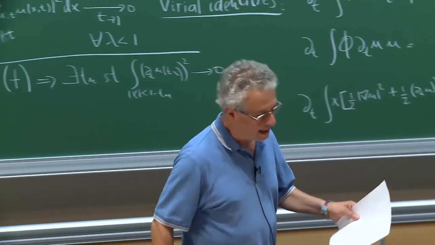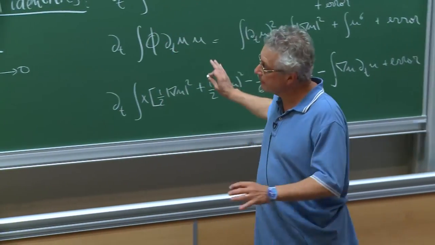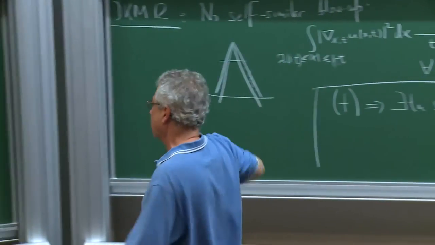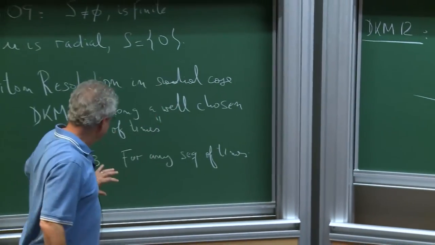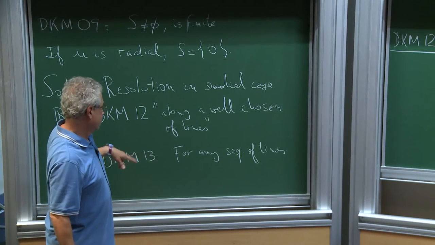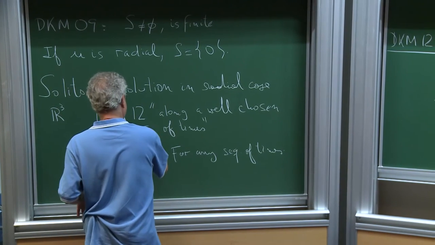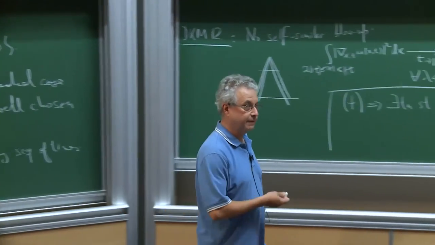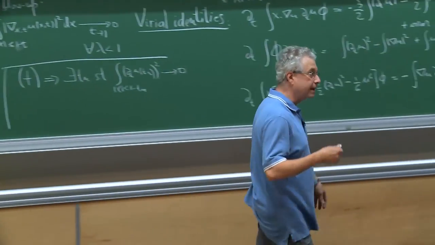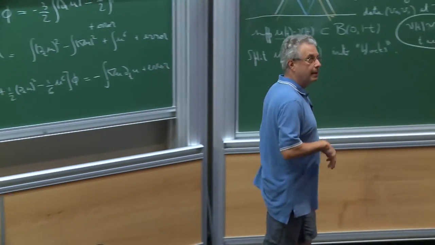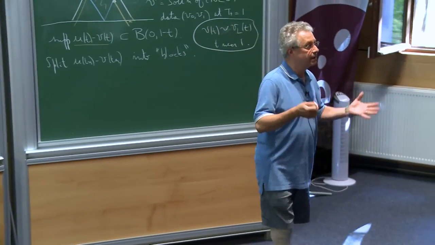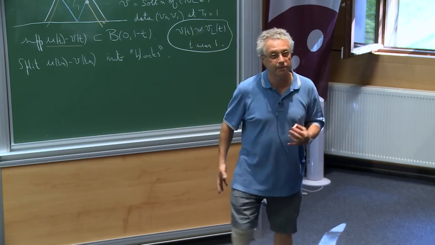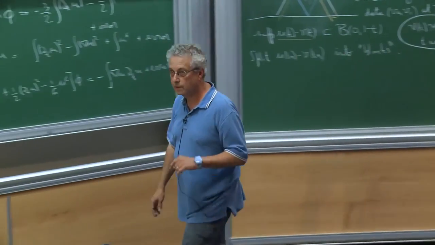And let me just say that this idea allowed one to generalize the result along a well-chosen sequence of times to all dimensions eventually, okay, in the radial case. But now we will see how that works even in the non-radial case. So that's the next part of the course, okay?